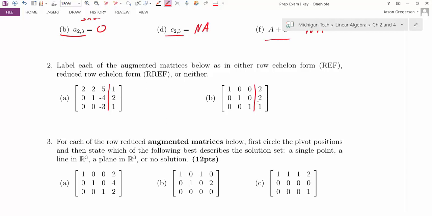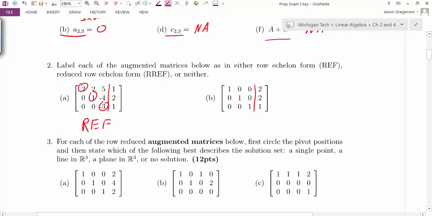So the first thing I'm going to do is mark the pivot positions. In the A, I have these 3 pivot positions. Now I notice that they're not all 1, and there aren't 0 entries above those pivot positions, so it can't be an RREF form. The question is, is it REF? And I have these as my pivot positions, and I have zeros below them, so it looks like it is in REF form.